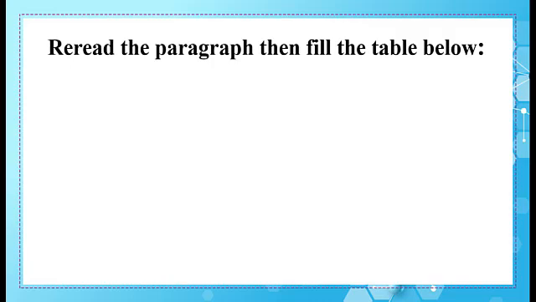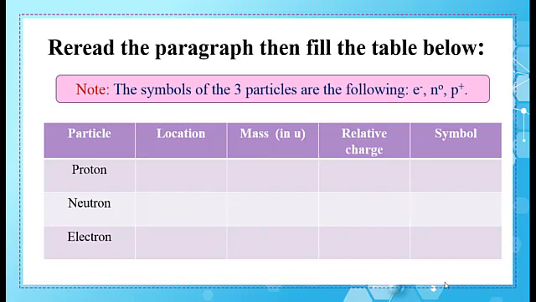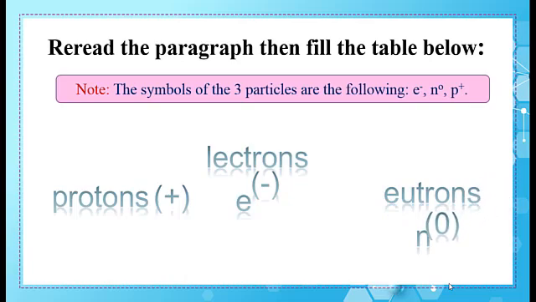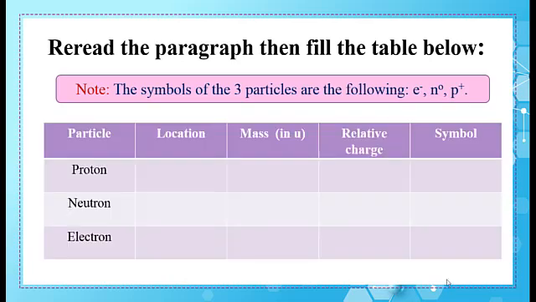Before continuing the video, reread paragraph 2, page 4, and try to fill the table below. Note that the symbols of the three particles are the following. Electron has the symbol e minus, which is the first letter of electron with the charge of the electron. Neutron has a symbol of n0, which is also the first letter of neutron and its charge. And so on, proton has a symbol of p+. Now, after you have filled the table, let's solve it together.